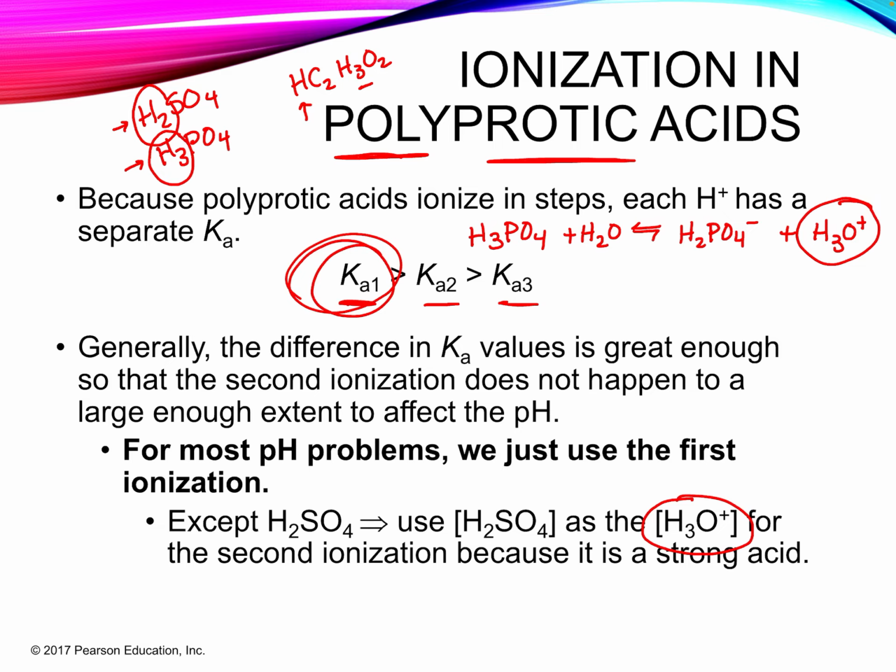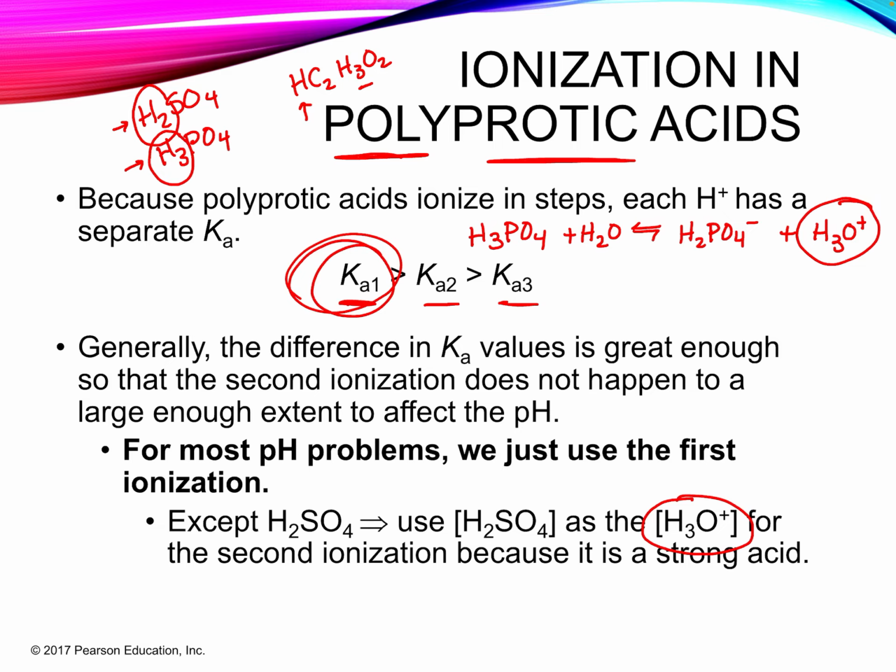But for all other polyprotic acids other than sulfuric acid, we are just going to ionize them once because Ka1 is so much larger than Ka2 and Ka3. So here are some polyprotic acids. Again, like I said, sulfuric acid is a strong acid, so we don't even give a Ka1 value, but it does have a Ka2, and that would be what we would use for this calculation. We're going to talk a little bit more about that in a minute.